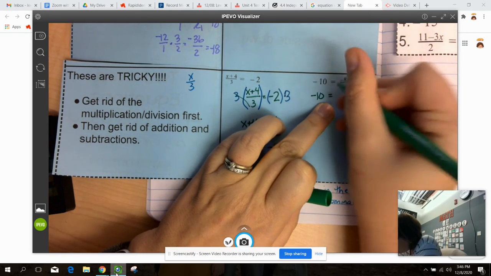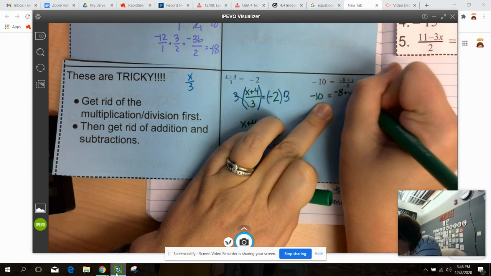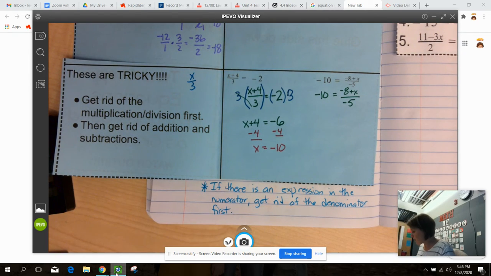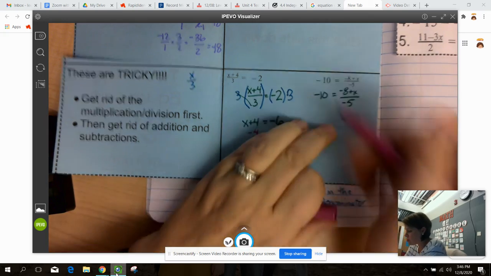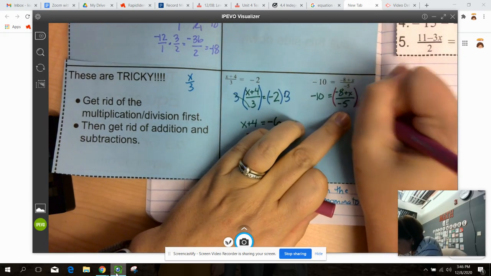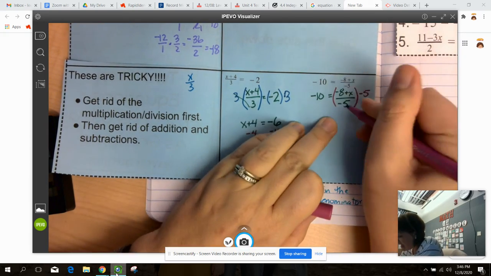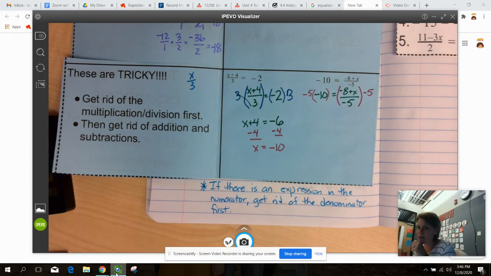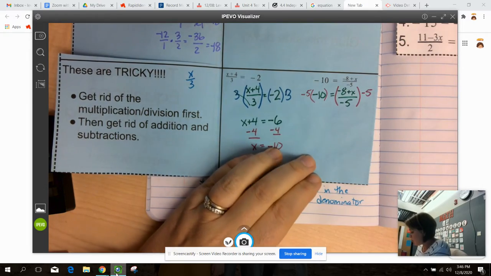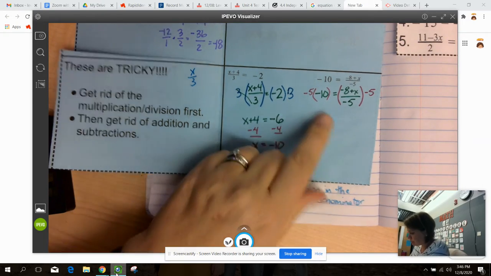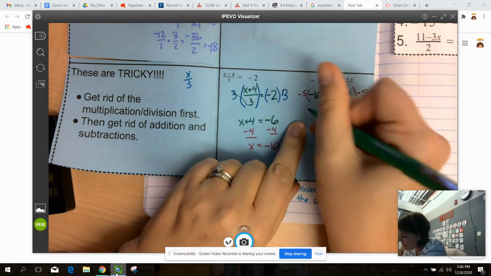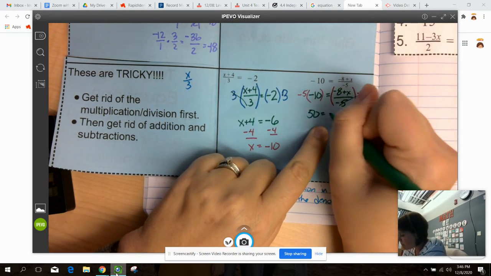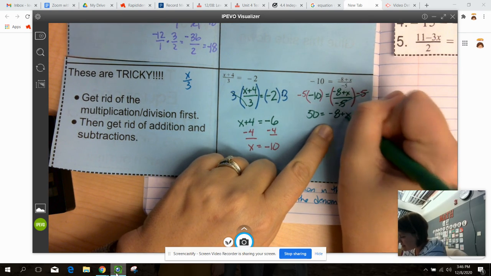Negative 10 equals negative 8 plus x over negative 5. So we need to get rid of that negative 5. So to do that, we are going to multiply both sides by that denominator. Okay, but multiply both sides by the denominator. When we do that, we will have negative times a negative is a positive, so we would have a positive 50 equals, these cancel out, negative 8 plus x.